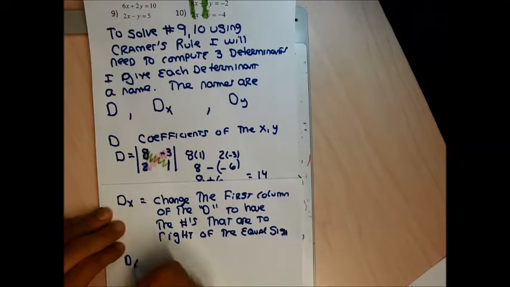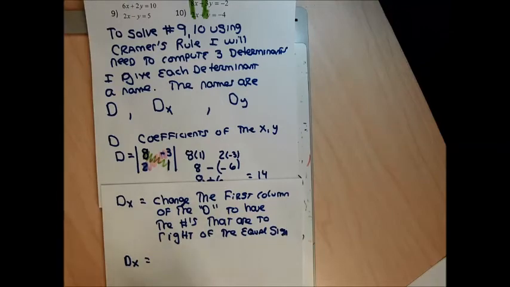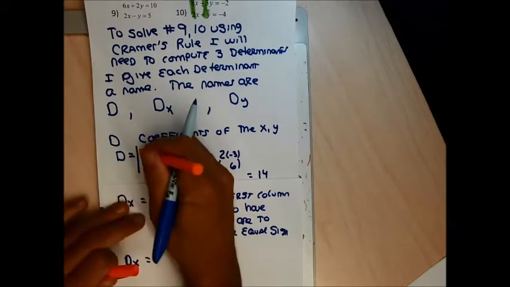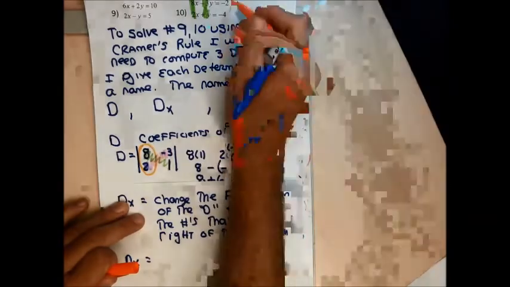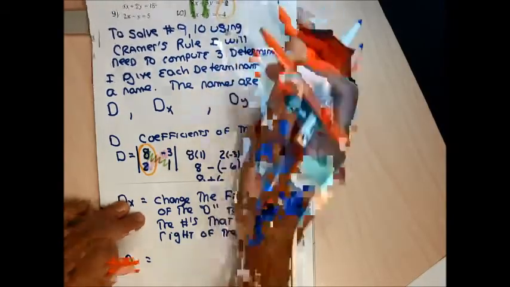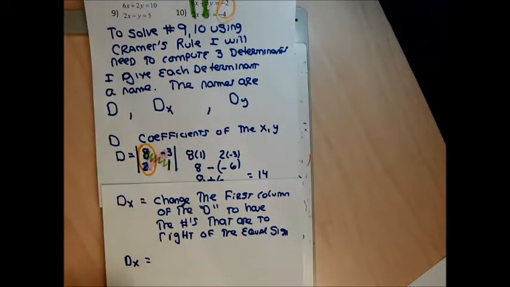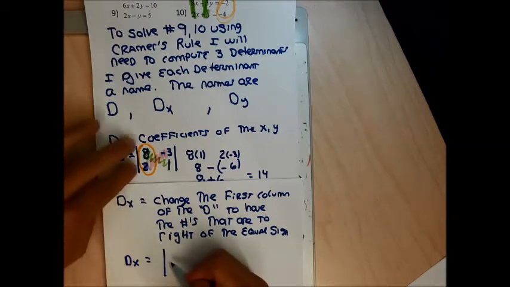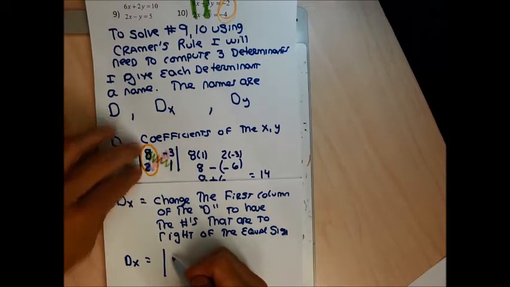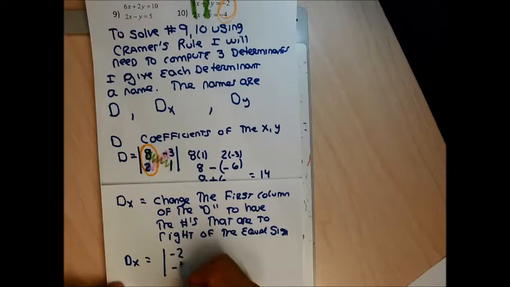So D sub x tells me to change the x's. So what I'm going to do is take those two numbers in the D determinant and change them to those two numbers. I'm going to change the 8 and the 2, which are in the x column, to -2 and -4, and I'm going to leave the y column. So the D sub x is you change the x column of the D matrix.